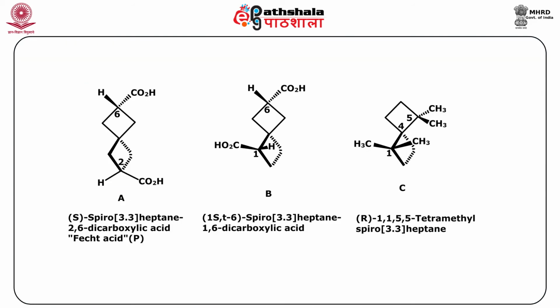Let us see this compound of type A. It is described as indicated; the descriptor is S or P. The compound B has four stereoisomers, that is two pairs of enantiomers, and C1 is the chiral center, whereas C6 displays cis-trans isomerism, and the stereoisomer shown here is 1S and 6-trans.